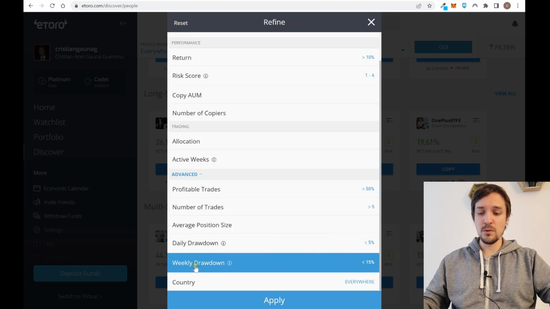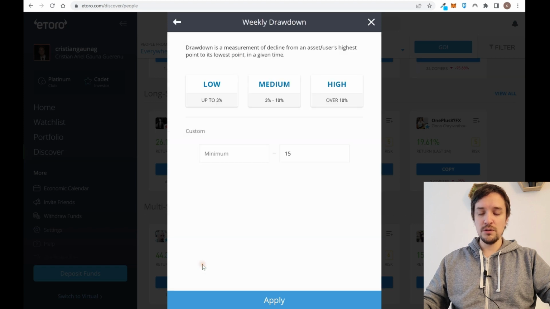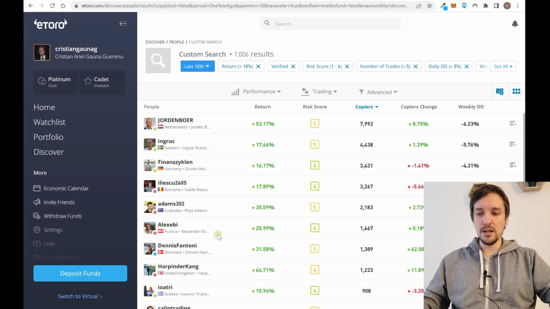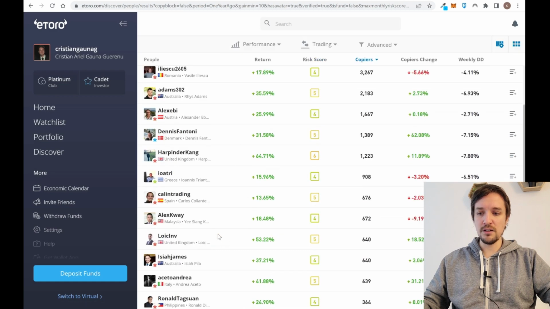Another that could be useful is the weekly drawdown. It's useful to search for someone that has at least less than 15% drawdown. What does a drawdown mean? How much money, as a percentage, they lose in 1 week. So in this case, if you filter with this metric, you are going to avoid risky traders. So you can click in here and then they are going to show you the whole list, and in here you can define and you can copy whoever you believe is better.